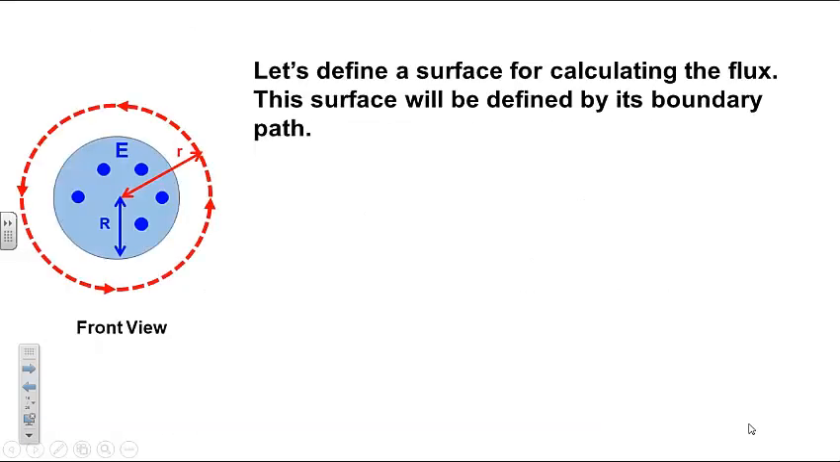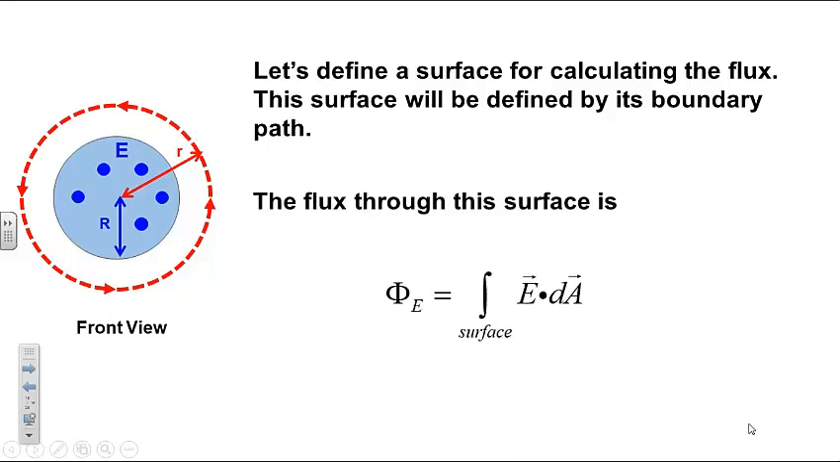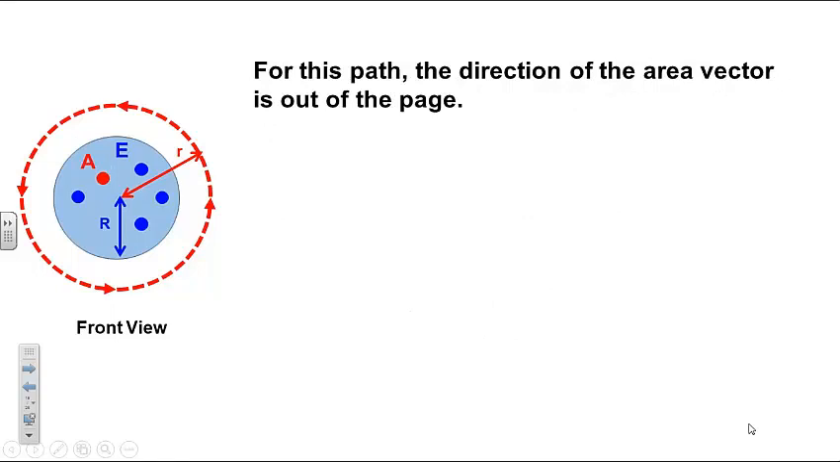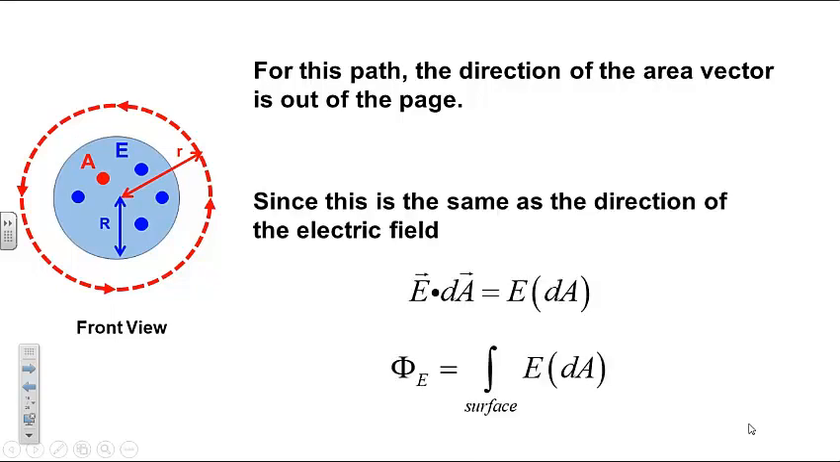Next, let's define a surface for calculating the flux. This surface will be defined by the boundary path shown in the figure. The electric flux through this surface can then be calculated using the following equation. We see that for this path, the direction of the area vector is out of the page. Therefore, since the direction of the area vector and the direction of the electric field are the same, the equation for the electric flux through the bounded surface can be simplified to this expression.